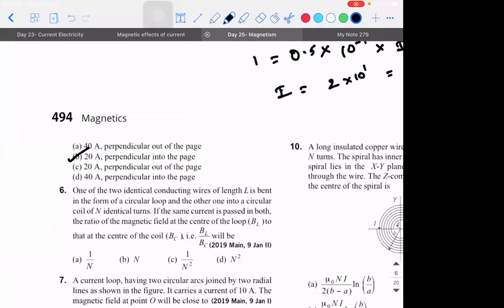Till now we didn't do problems based on Ampere's circuital law. So we have to do that also. So let's continue with this.